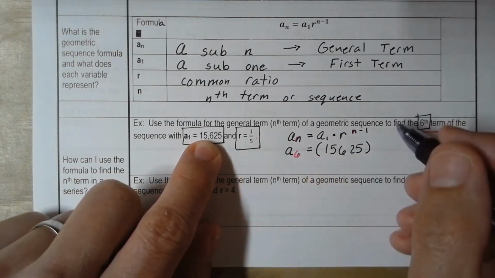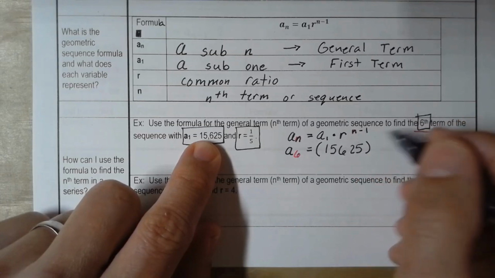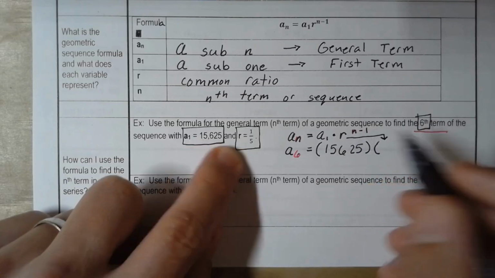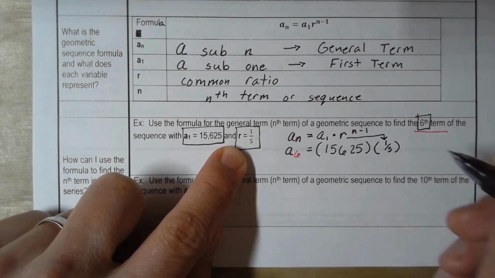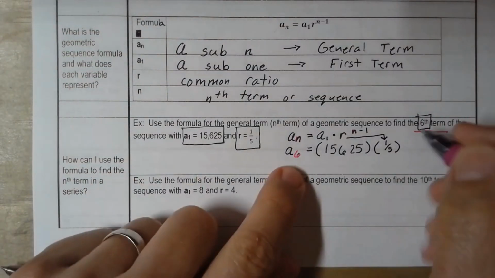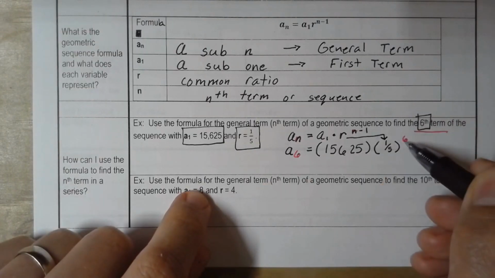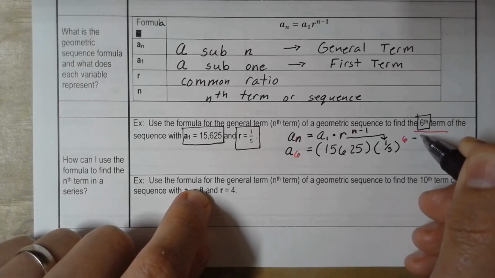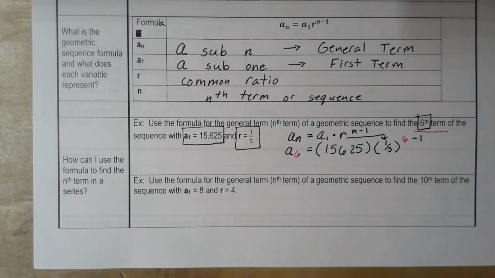Now, the next thing I need to do, right, because that was my a sub 1 right there, I need to go ahead and put my r. Okay, so what am I going to put for the r? Let me draw a little arrow. Well, my common ratio is 1/5, so I'm going to put 1/5. Now, that's then going to be to the power of 6, right, because we're replacing that n with a 6 because we know we want the sixth term, and minus 1. So then I'm going to put this in the calculator just like you see it, and it's going to give me my answer. And it really is that simple.